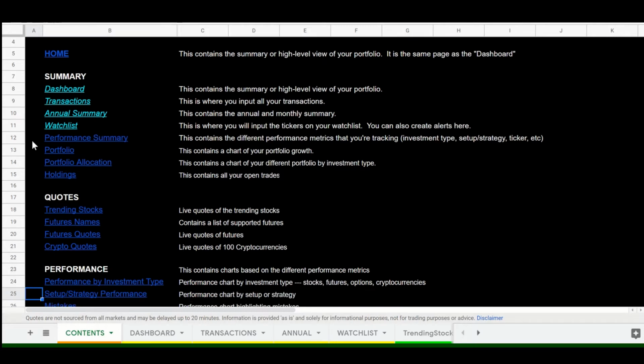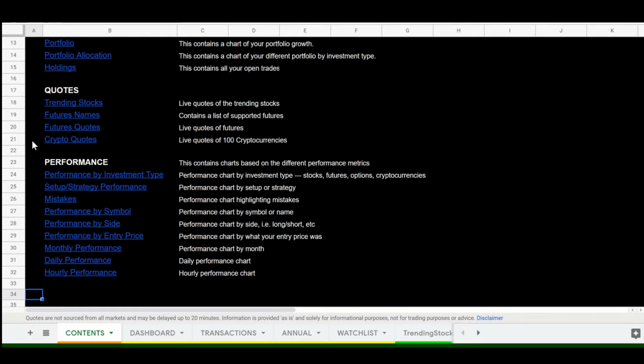Now, performance. So all these metrics, if you want to know what's working, what's not working, what strategy is working, why are you losing money, what time is the best trade, what's your best ticker, what's your best entry price, what's your best month, what's your best time, what's your best day to trade. Those metrics will be shown here.